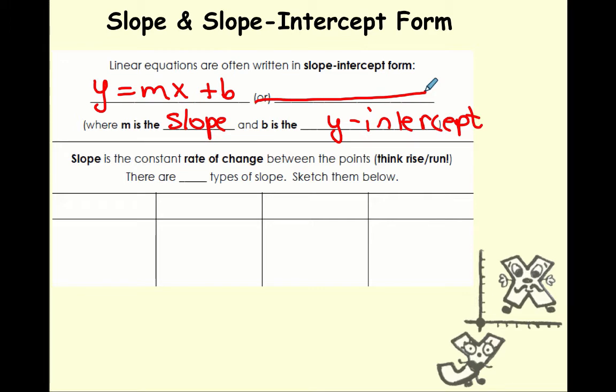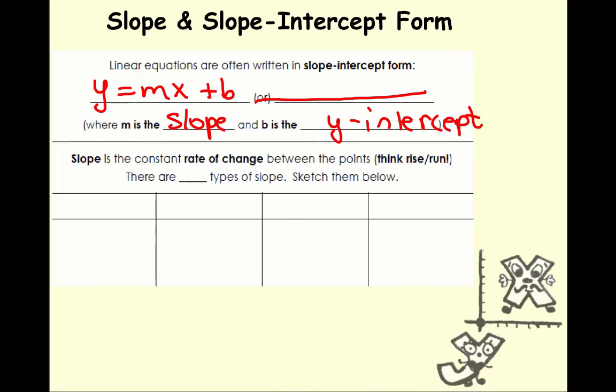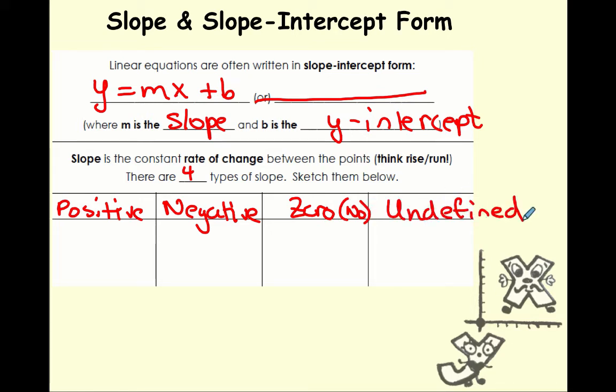Slope is the constant rate of change between any 2 points. So if we went back to this line over here and looked at the ratio of the rise and the run, those 2 points versus these 2 points, it would always be the same. When we're talking about slopes, we're talking about 4 types, although one technically isn't a slope. We have positive slopes, negative slopes, zero or no slope, and undefined slopes. And they all look like this.